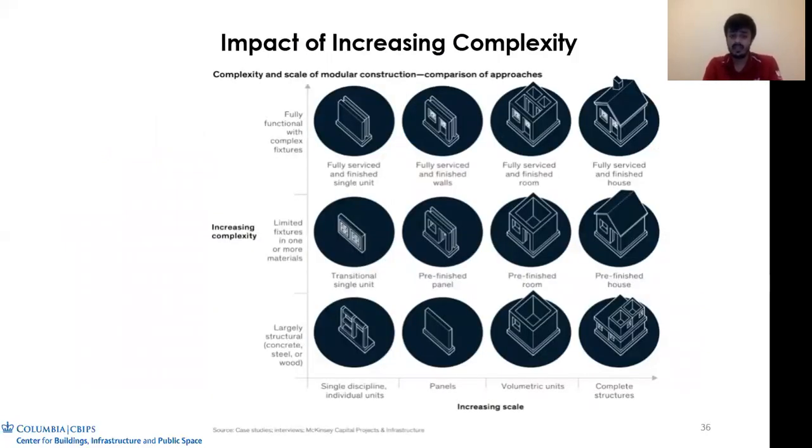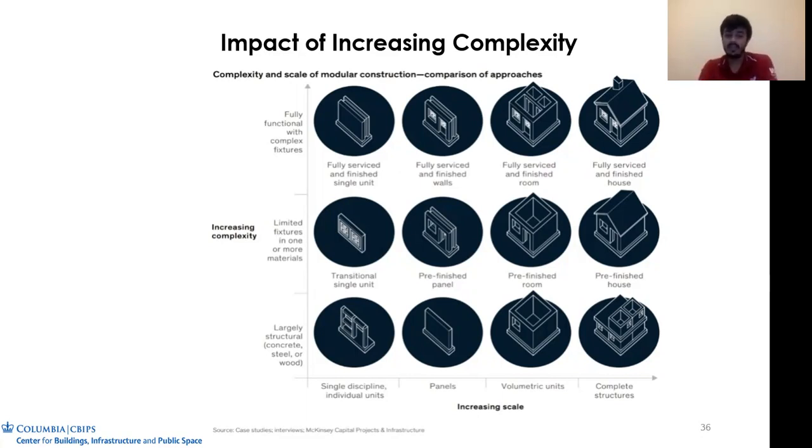So this is from the McKinsey report. As you can clearly see, as we increase the complexity of a single unit or single structure, there is an increase in the complexity or the efficiency of the structure as a whole. So when we start off initially with individual units which are made of concrete, steel, or wood, we end up building a complete structure without any MEP installations or furnishing.